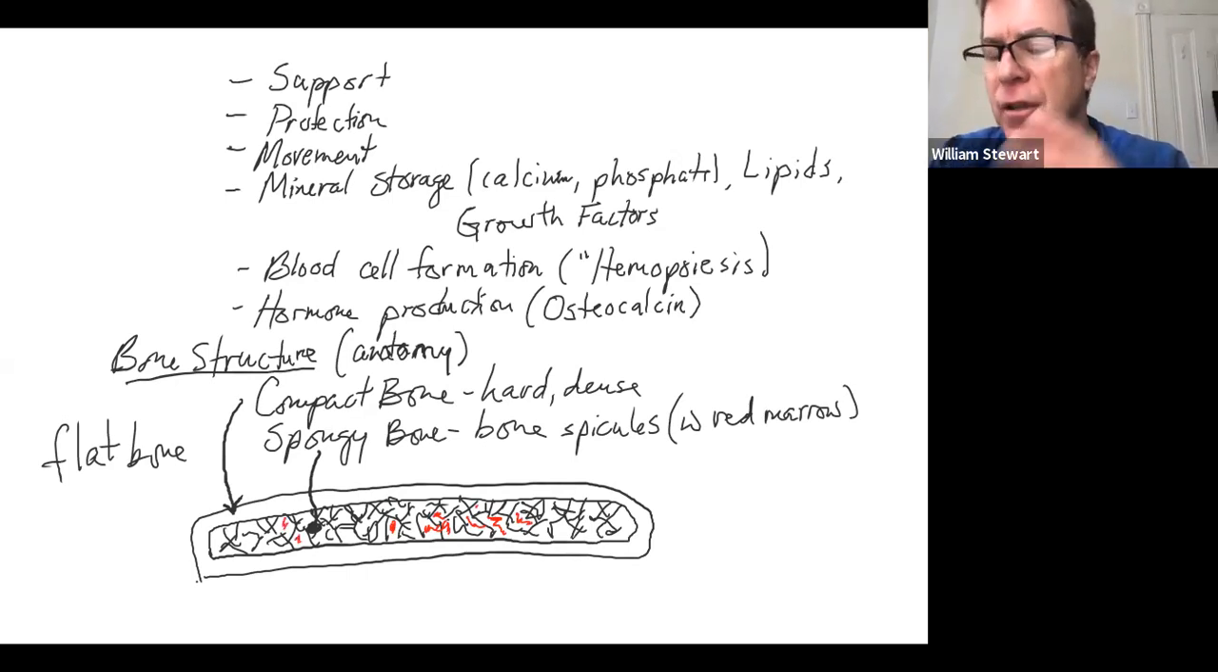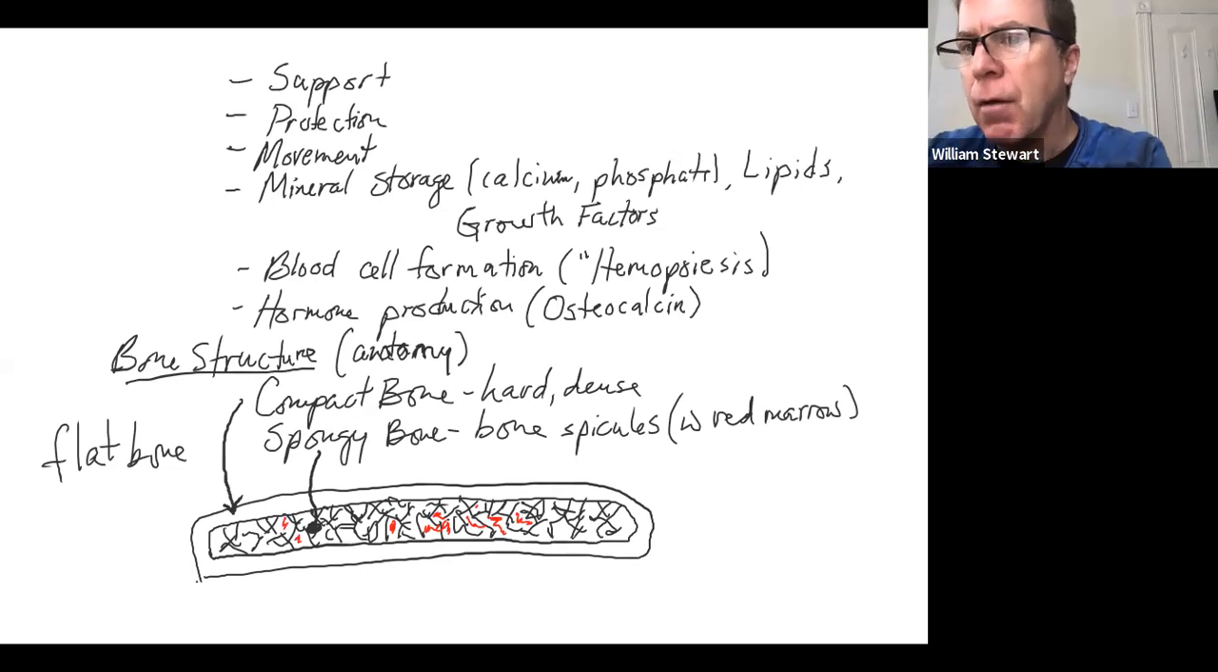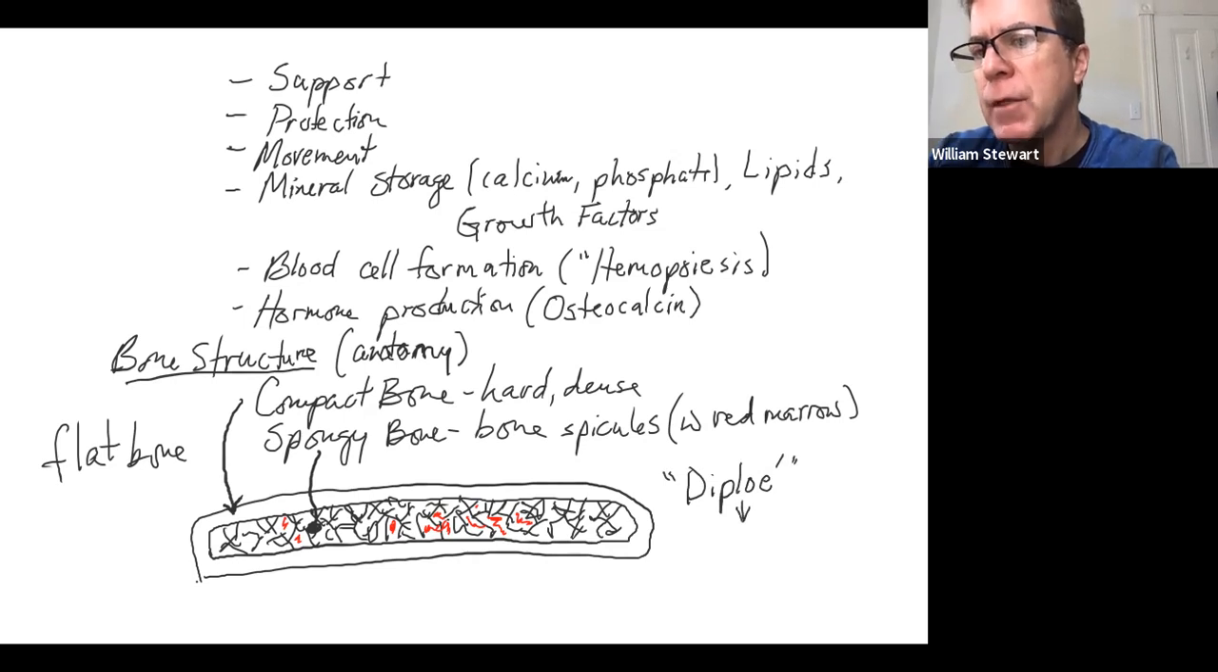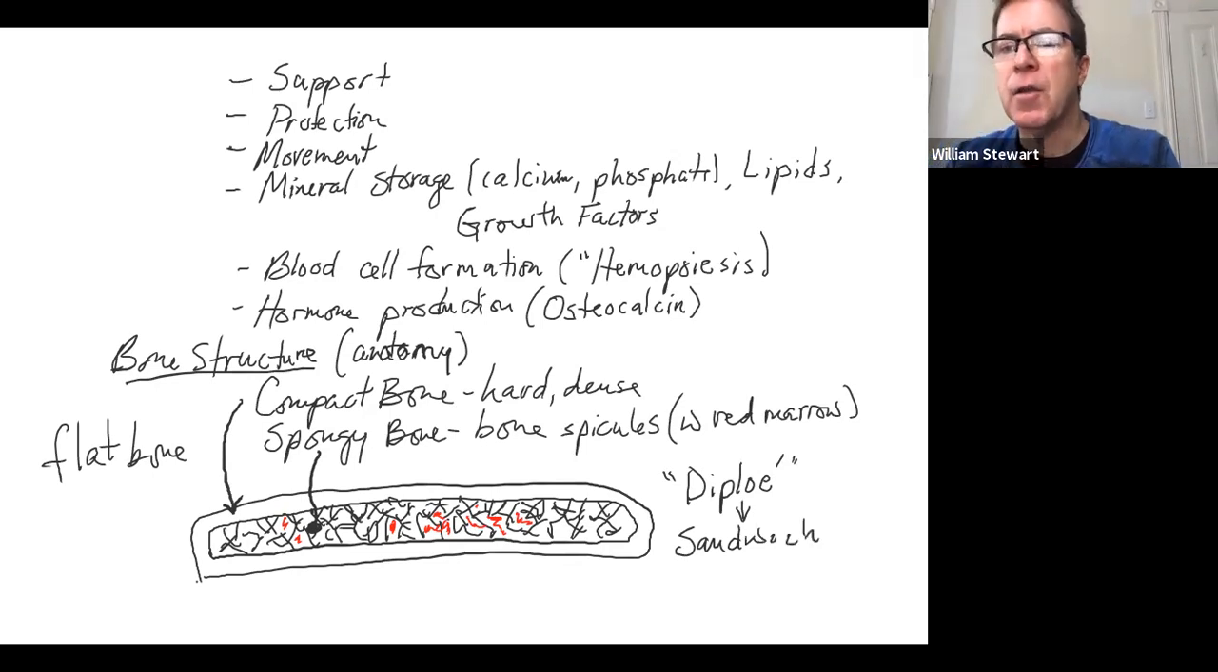This sandwich-like arrangement has a French name, it's called diploé. And that literally just means a sandwich-like anatomical arrangement. So I'm just going to write sandwich, in which compact bone surrounds that spongy bone.